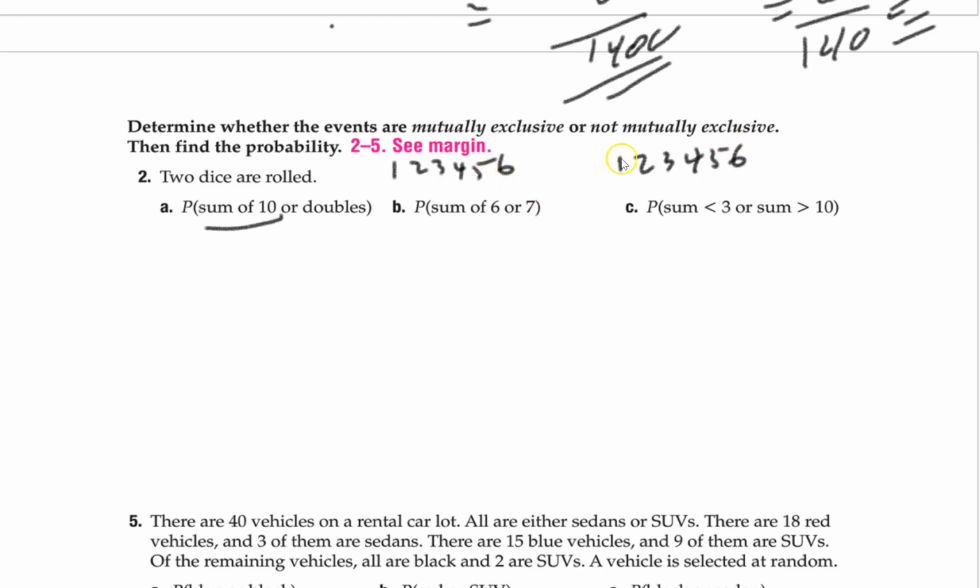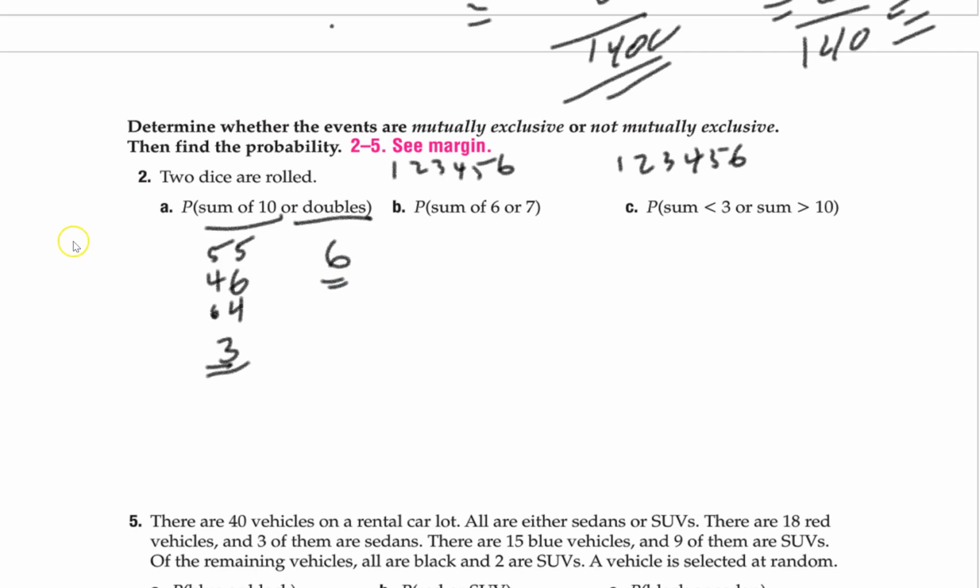So I could get a 10 by doing 5 and 5. I could do a 10 by doing 4 and 6. I could also do 6 and 4. And I believe that's it. Only ways I could get 10. So there's 3 ways to get 10. Doubles, how do I get doubles? Well, 1, 1, 2, 2. There's 6 ways to get doubles.